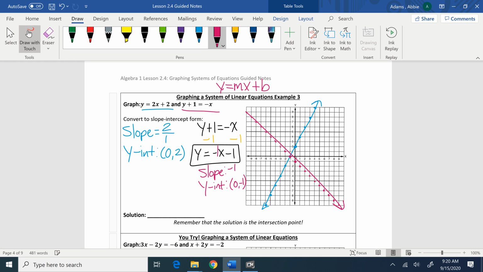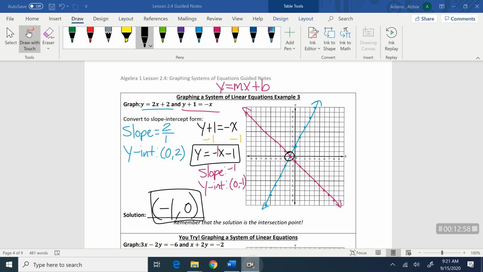And if I graph that line, we have an intersection point at negative 1, 0. So that would be your solution, negative 1, 0. Alright guys, and that is graphing a system of linear equations in order to find the solutions. Good luck!